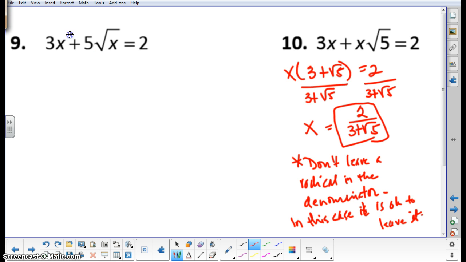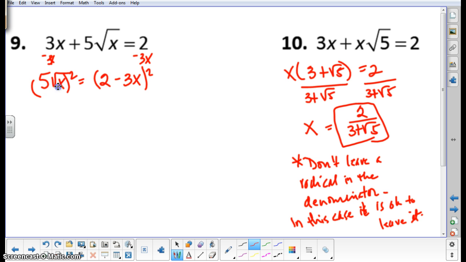Okay, let's just do one last problem. We're going to work number 9 as long as we're here. The first thing that we have to do is determine whether we have one of our variables under a radical, which we do, and whether it is by itself, which it is not. So we're going to subtract 3x off of both sides. 5 root x is equal to 2 minus 3x. Now we have that radical by itself. We're going to square both sides.